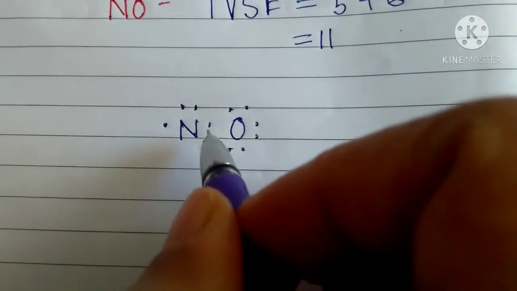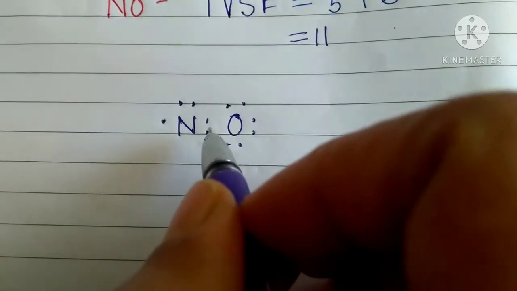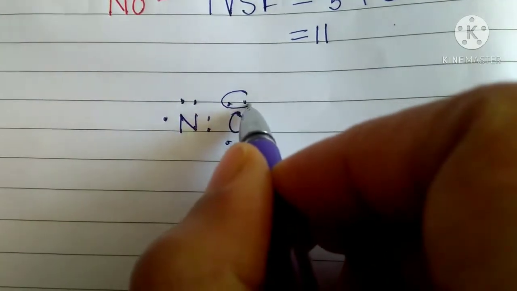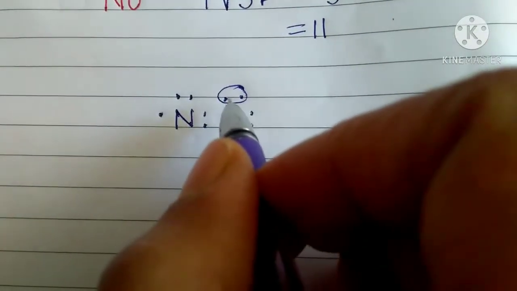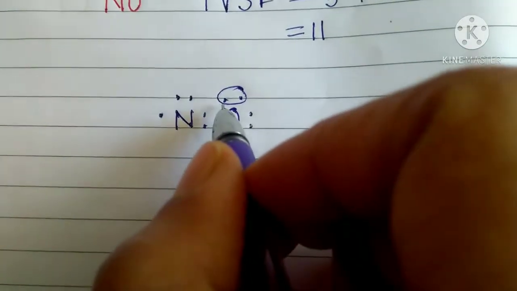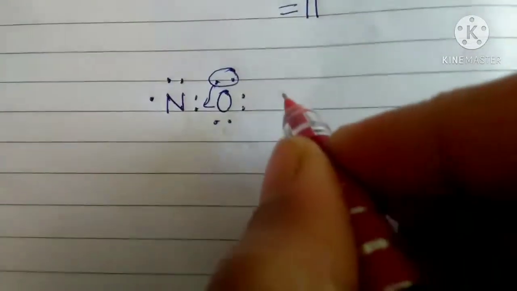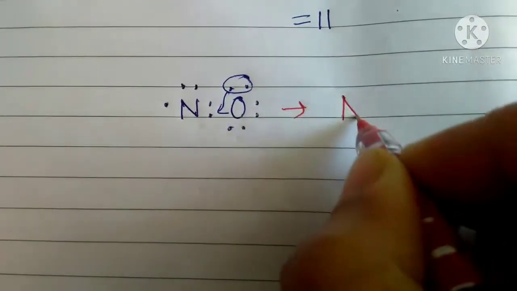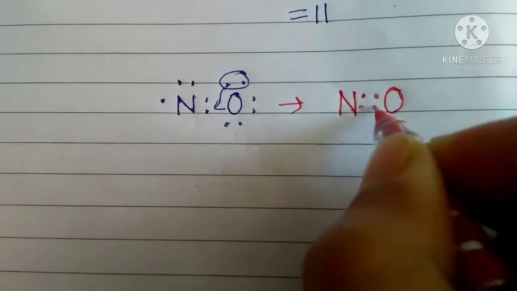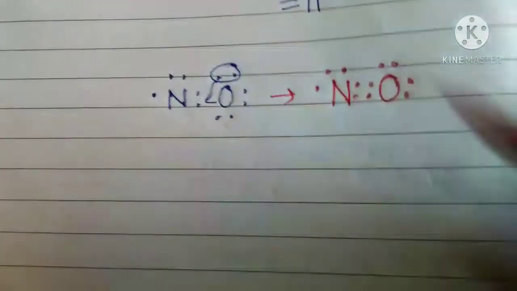Now see, oxygen's octet is filled up, but for nitrogen it is not filled up, 1 2 3 4 5 only, so we can transfer this lone pair of electrons on oxygen as a bonding pair here between nitrogen and oxygen. Now the structure will be nitrogen, oxygen, 1 2 3 4 5 6 7 8 9 10 11.